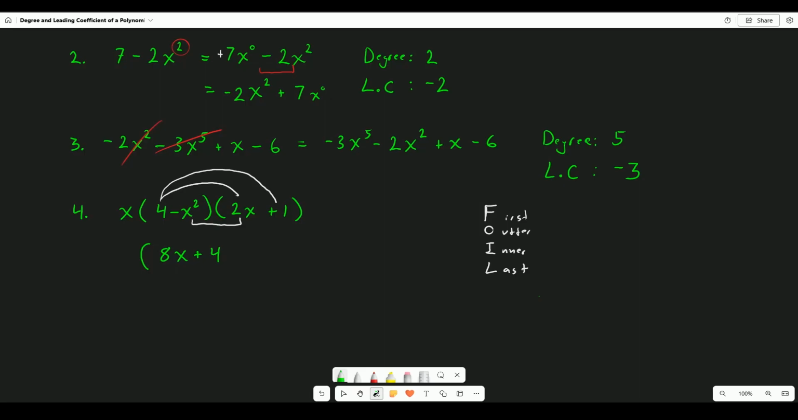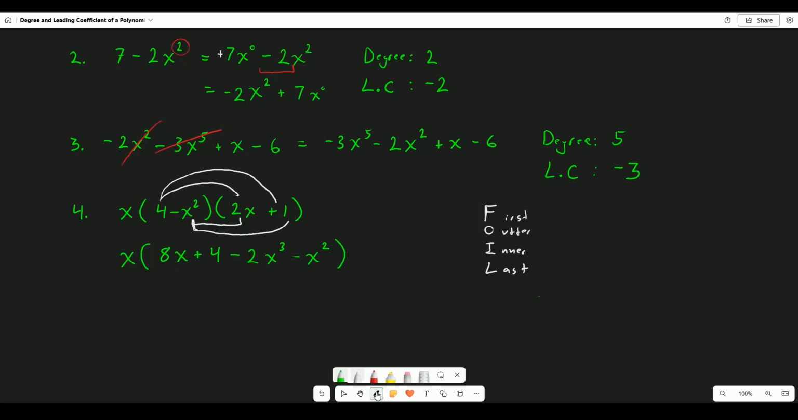Well, minus x squared times 2x: a negative times a positive is a negative, so I'm going to have negative something. Negative x squared times 2x is negative 2x to the 3rd power. And now we do the last ones. Last. What's negative x squared times 1? Well, that's just negative x squared. Cool. Keep in mind we still have this x outside, okay?